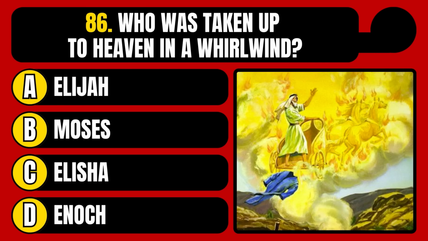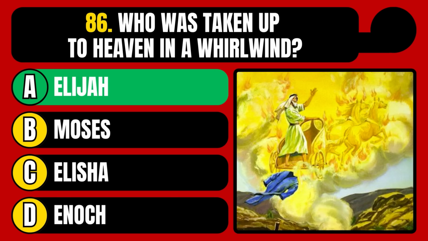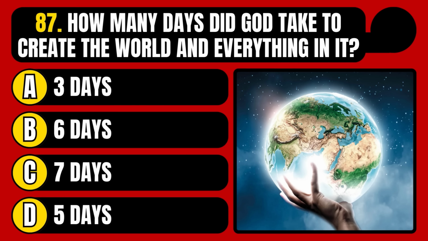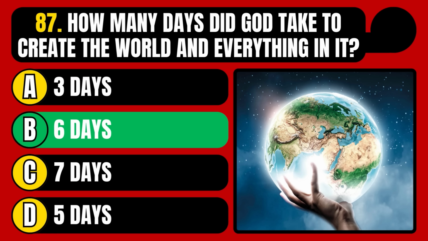Who was taken up to heaven in a whirlwind? Elijah, Moses, Elisha, or Enoch? The correct answer is option A, Elijah. How many days did God take to create the world and everything in it? 3 days, 6 days, 7 days, or 5 days? The correct answer is option B, 6 days.